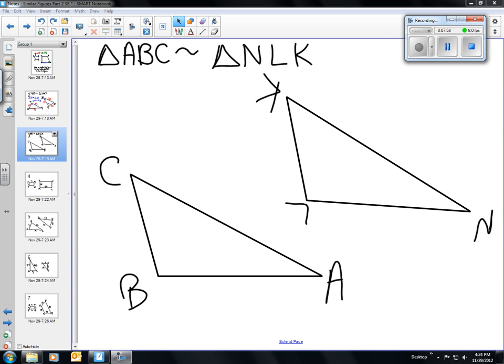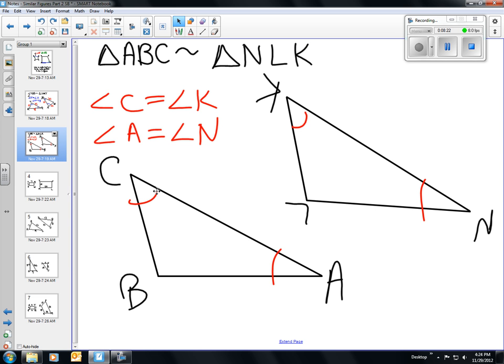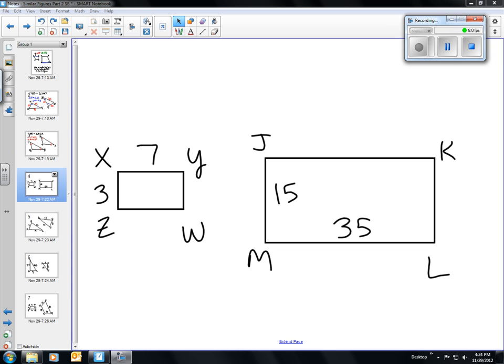Then it asks which angles are going to be congruent in this figure. The congruent angles are the same as the corresponding angles. So angle C is congruent to angle K. Angle N and angle A are also congruent, so A is equal to N. And then, of course, B is congruent to L in this case.